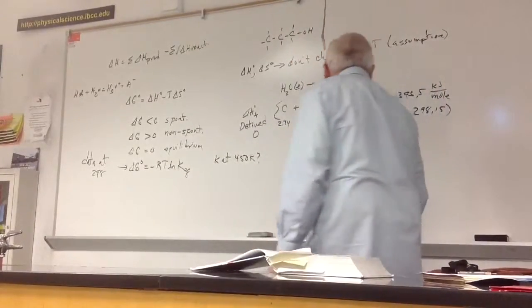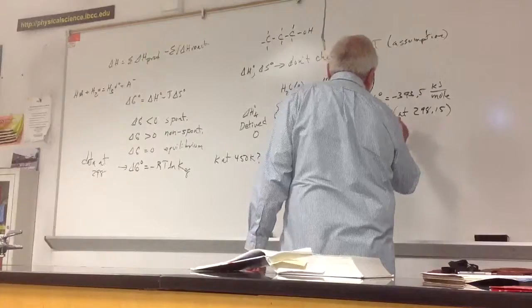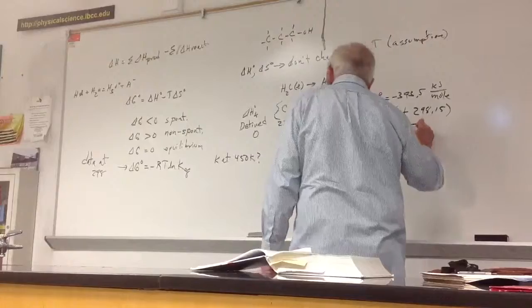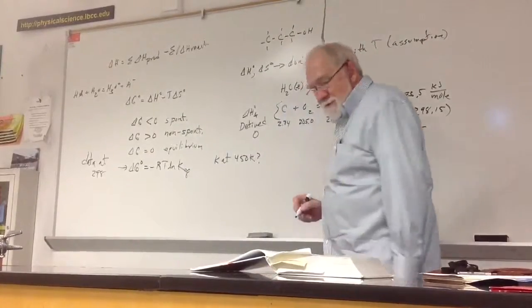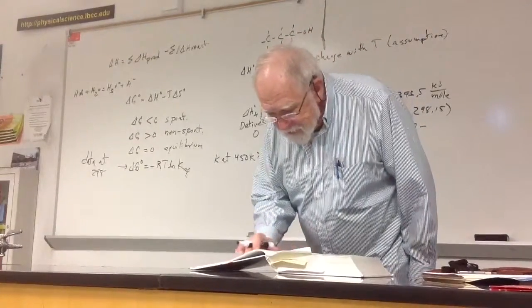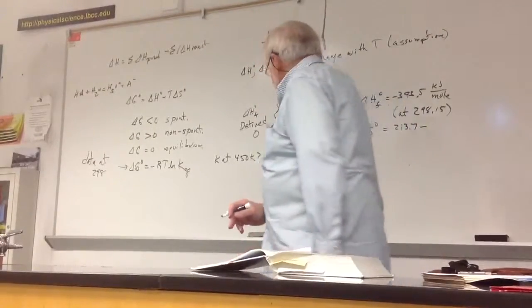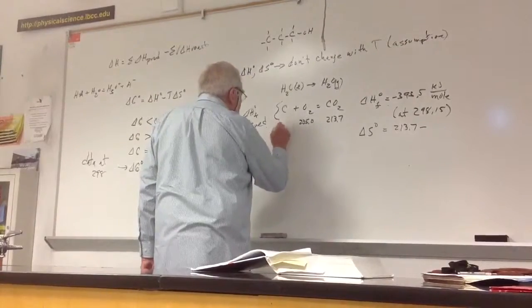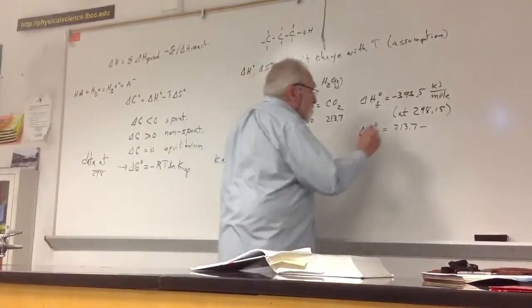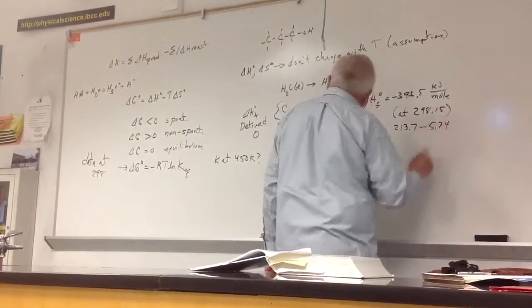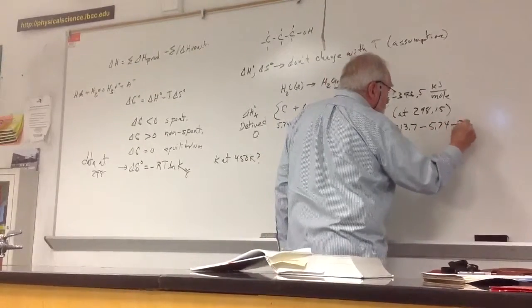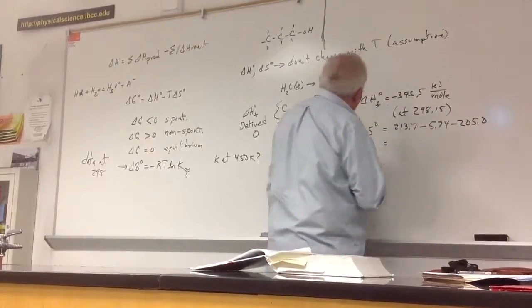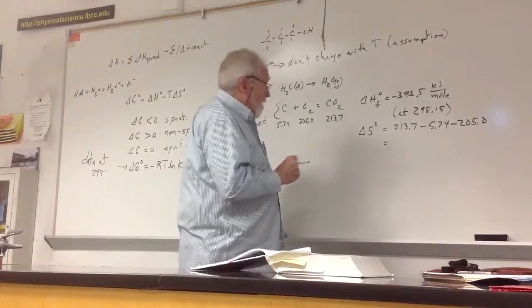So here I would have to say delta S is going to be minus, I think I said 5.74. 5.74. And minus, and notice it's going to be slightly positive.